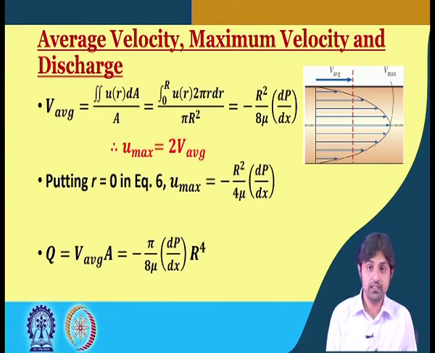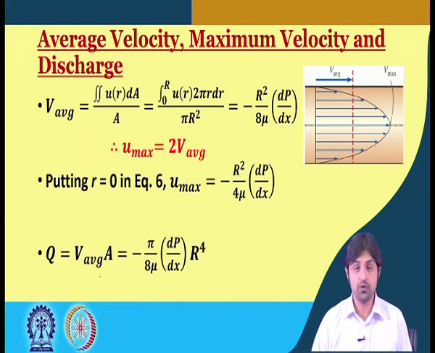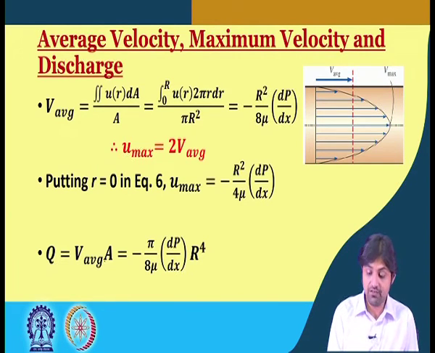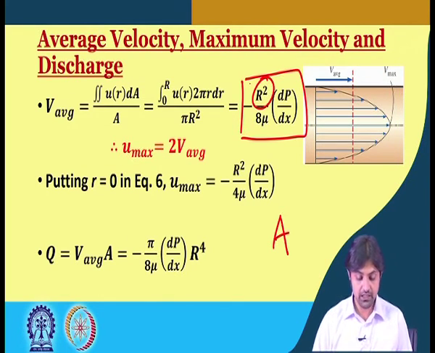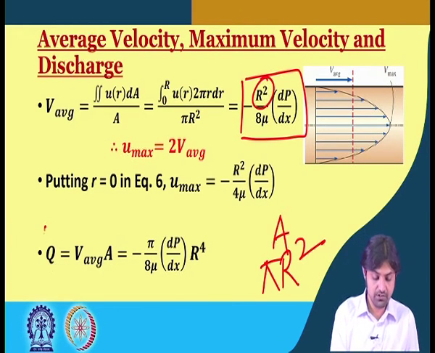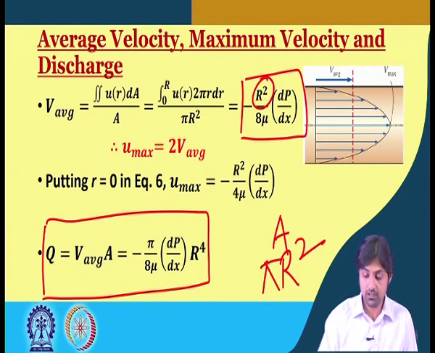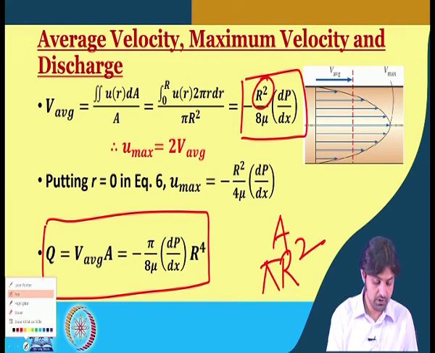And simply the total discharge is going to be v average into A. So v average we already know, right, and you multiply the area, so it is R square already, and then you multiply with pi R square, and this is the Q that you are going to get.